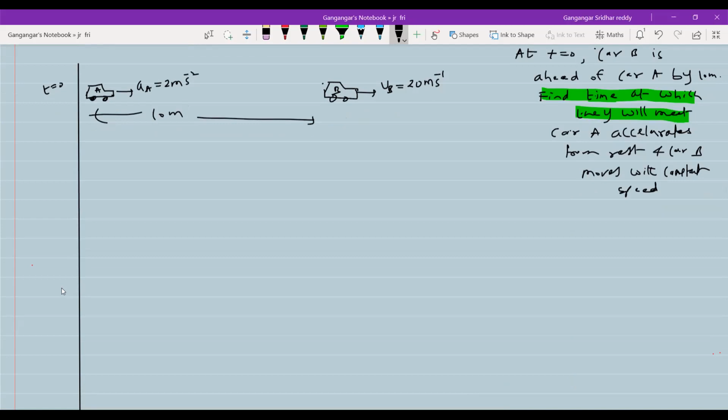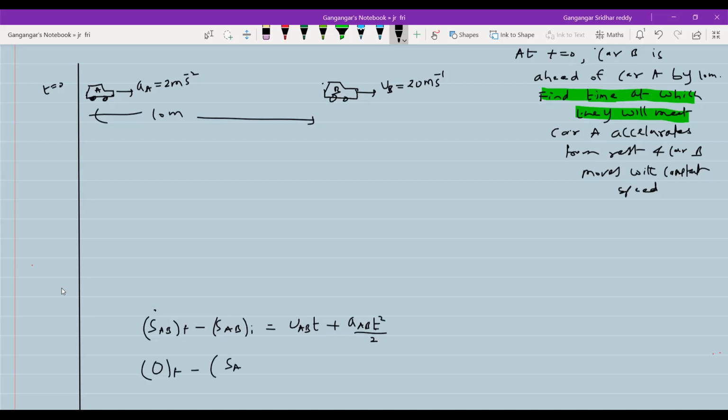So SAB is equal to SAB final, or you can also write this as SBA final. See, it's left to you. Some students say, sir, SBA final minus SBA initial. Anything, it's left to you. There's no rule that it should be like this only. So I'll proceed like this: SBA final minus SBA initial equal to UAB T plus AB T square by 2. Final separation will be 0.